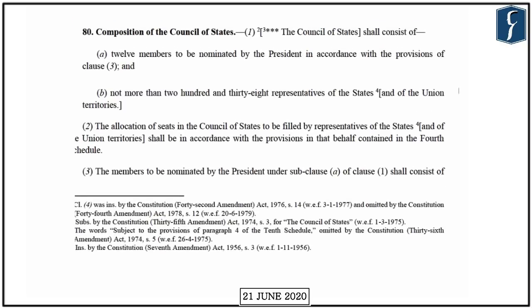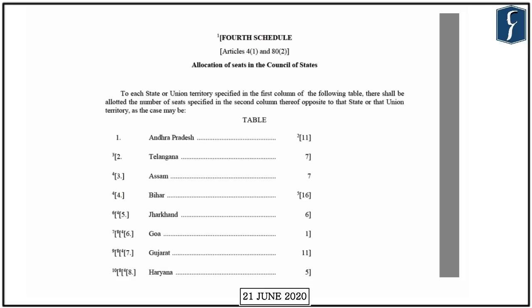Now moving on to the article which will be the focus of our discussion, that is Article 80, Composition of the Council of States. Now as far as the composition of Council of States is concerned, the Council of States shall consist of 12 members to be nominated by the President and not more than 238 representatives of the states and the union territories. And of course, the allocation of the seats in the Council of States to be filled by representatives of the states and union territories shall be in accordance with the provisions in that behalf contained in 4th schedule. Now let's quickly have a look at the 4th schedule.